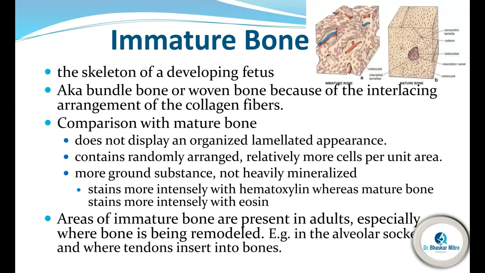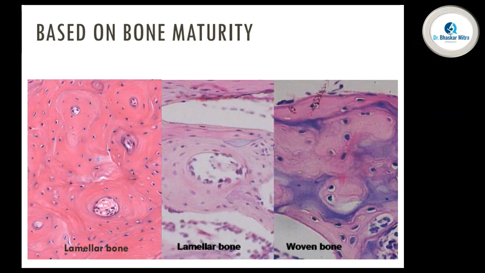This is the immature bone, the woven bone. It is found in the developing fetus. In comparison with the mature bone, it does not display the organized lamellated appearance. It contains randomly arranged, relatively more cells per unit area, and the ground substance is not heavily mineralized. It stains more intensely with hematoxylin, whereas the mature bone stains more intensely with eosin. This is again the histological comparison of the adult lamellar bone and the woven bone.